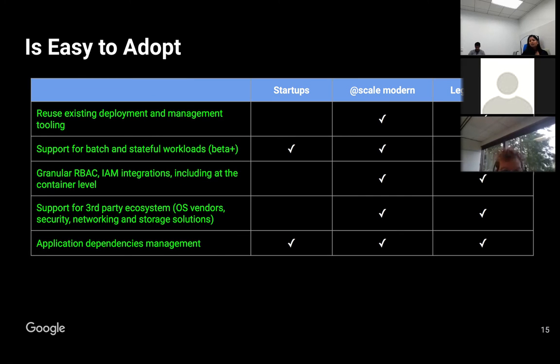So, easy to adopt. We don't have great examples of support for batch and stateful workloads, and stateful workloads are still alpha, which is really difficult for a lot of people to go onto. So those are some of the major things. Also, one request that comes up very often is dependency management. I want to start my containers in a certain order. I want my database to be initialized, and then I want my app.